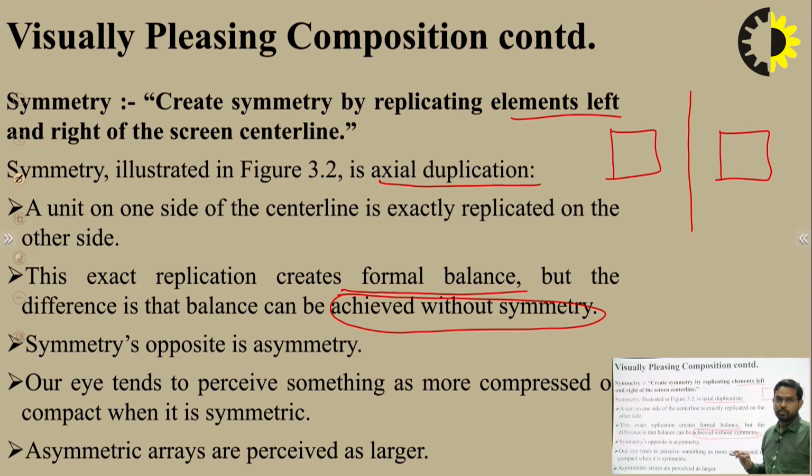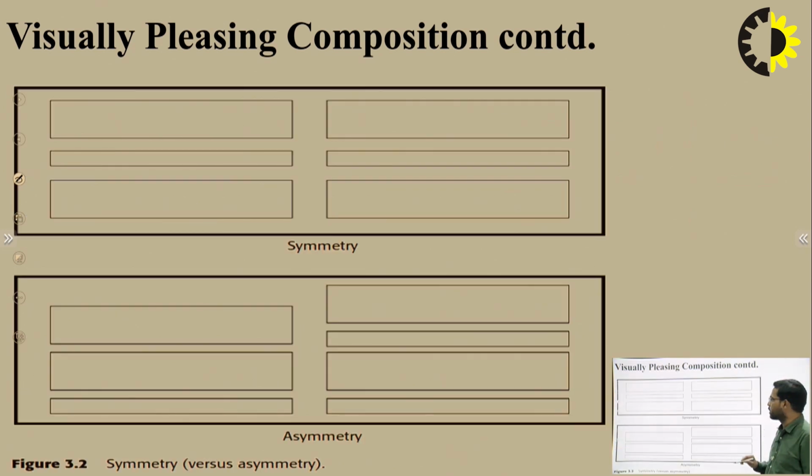Balance and symmetry are different terms. Balance can be achieved without symmetry. The opposite of symmetry is asymmetry. Our eyes tend to perceive something as more compressed or compact when it is symmetric, and asymmetric arrays are perceived as larger. For example, these are symmetrical.